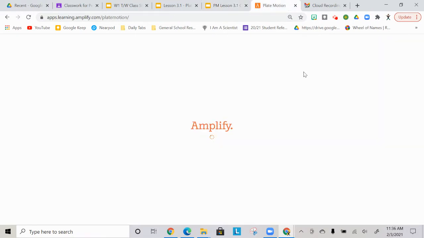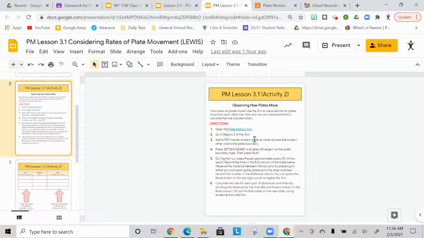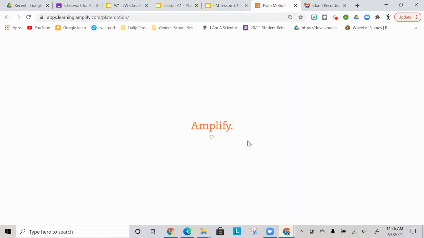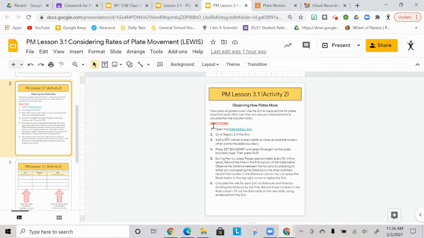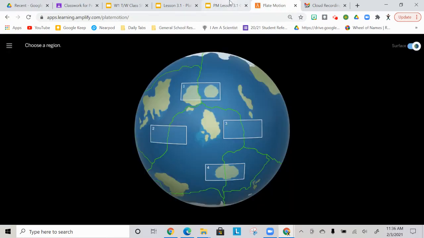I already have the simulation open. If you don't have the sim open yet, it's linked in step 1 of the direction set. So make sure you have the simulation open. Remember that when you log into Amplify, you'll need to use the log in with Google button to get yourself in, and then you'll use your school email address. Direction 1, open the sim, check.